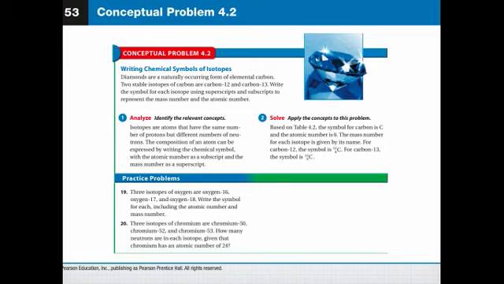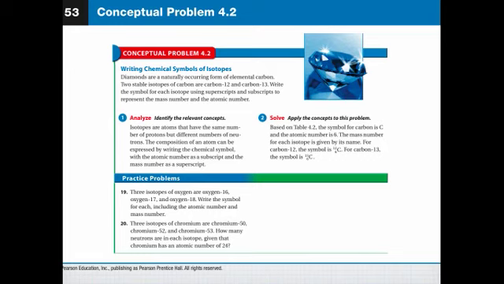Okay, it says diamonds are a naturally occurring form of elemental carbon. Two stable isotopes of carbon are carbon-12 and carbon-13. Write the symbol for each isotope using subscripts. And so you can see that the first one is 12 over 6 C, that's carbon-12, and for carbon-13 it's going to be 13 over 6 C. Okay, so do problems 19 and 20, please.